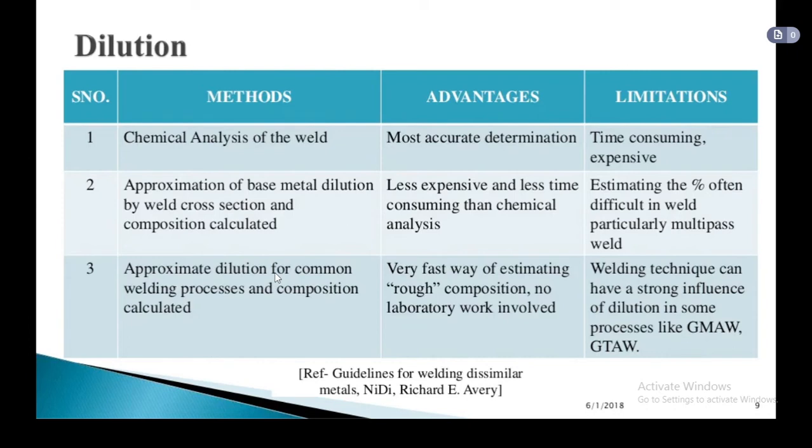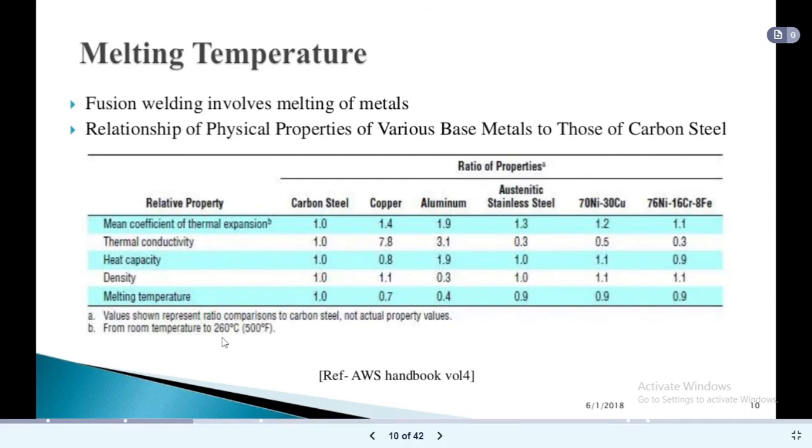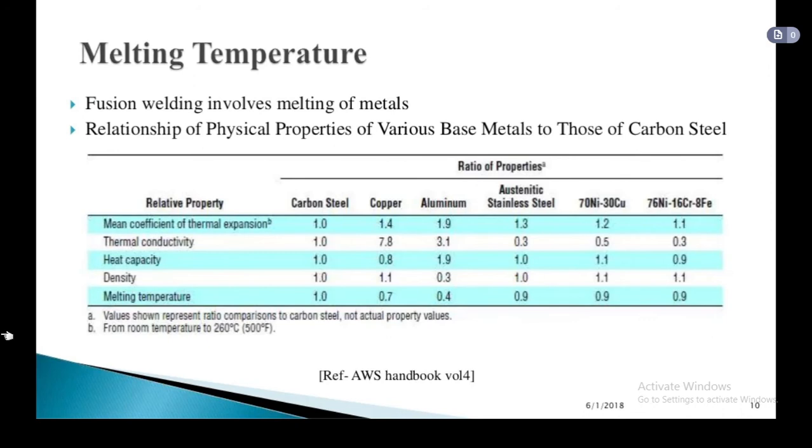And what are its disadvantages? The welding technique can have a strong influence on dilution in some processes like gas metal arc welding or gas tungsten arc welding. Okay. The melting point of the base material, or the two dissimilar materials that are joined, plays a very important role in joining the two base metals.